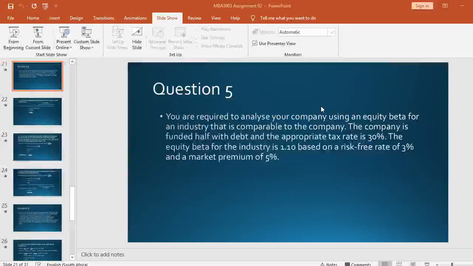The risk-free rate is what? 0.03. Isn't it 0.3? It's 30%. No, let's go back again. The risk-free rate is 3%. You took the tax rate. Yes, you used the tax rate. Okay. All right, so you already noticed, 0.03.